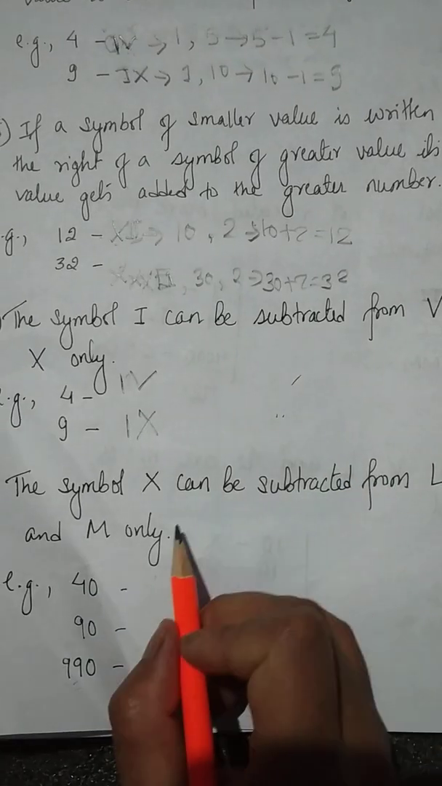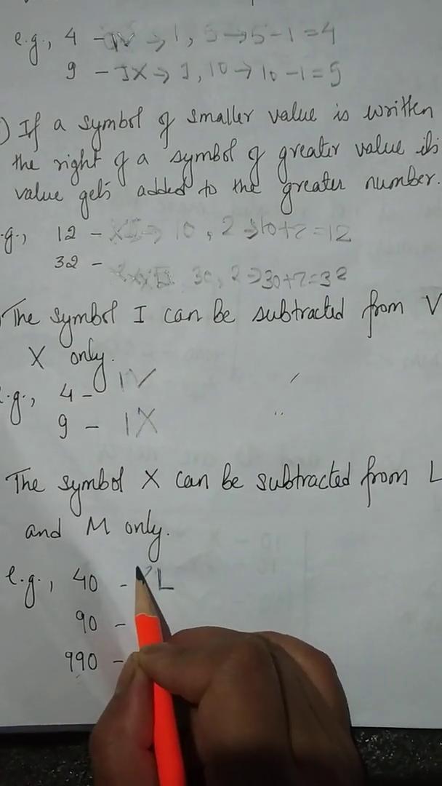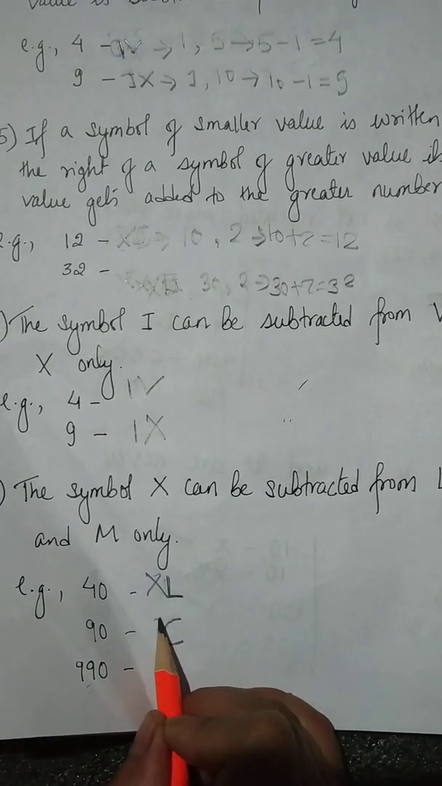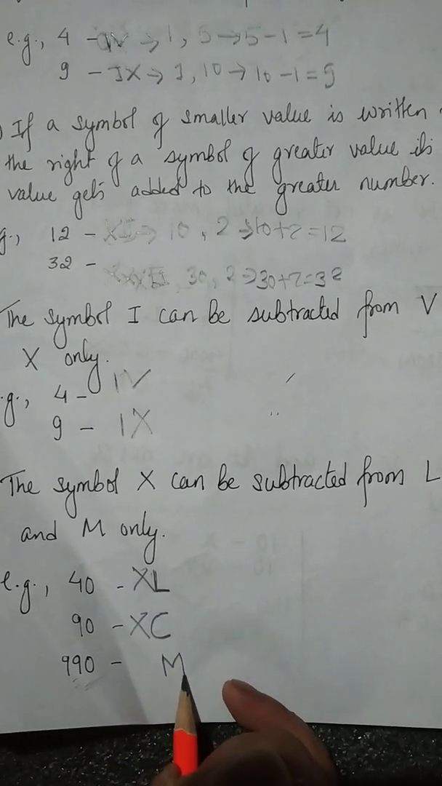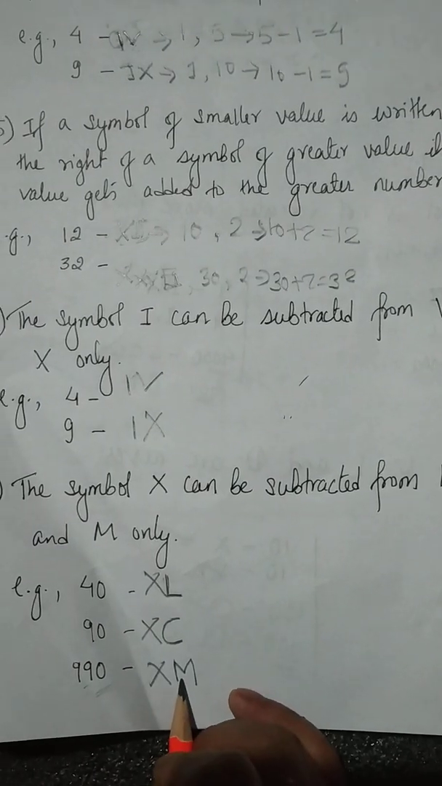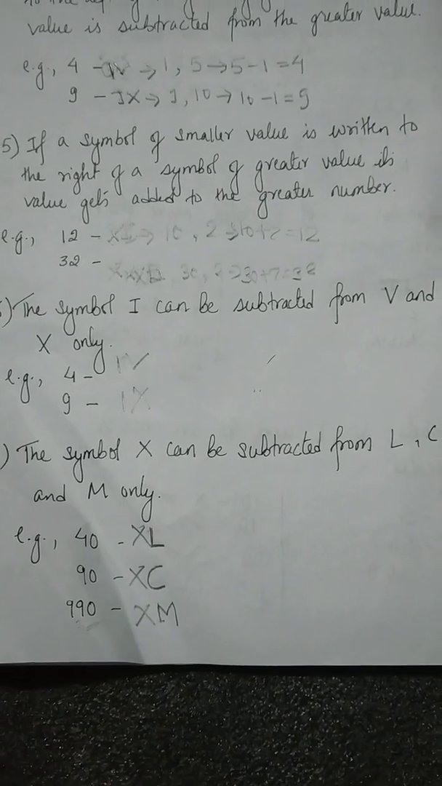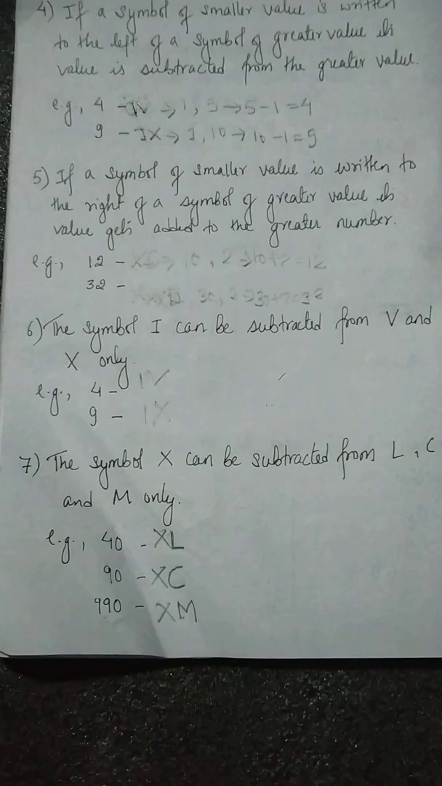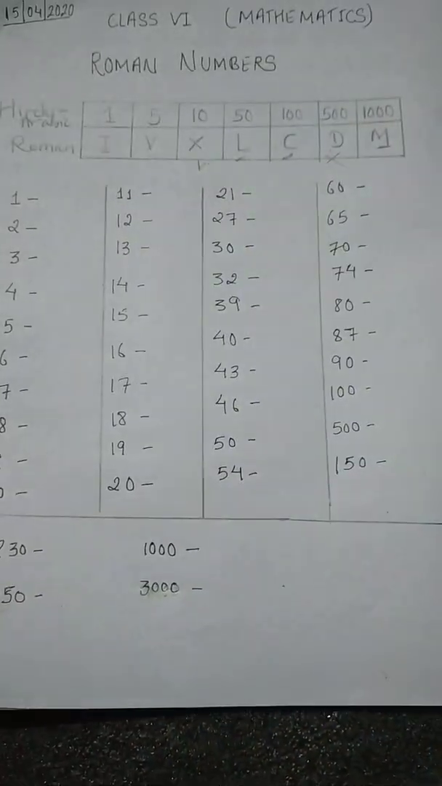40. So when we write 40, this is 50 minus 10. So 50 is L and 10 is X. 90 means 100 minus 10. 100 is C and 10 is X. 990 means 1000 minus 10. 1000 is M and 10 is your X. So XM. Because according to rule number 7, X can be subtracted from L, C and M. So with this, we have learned all 7 rules of Roman numerals.